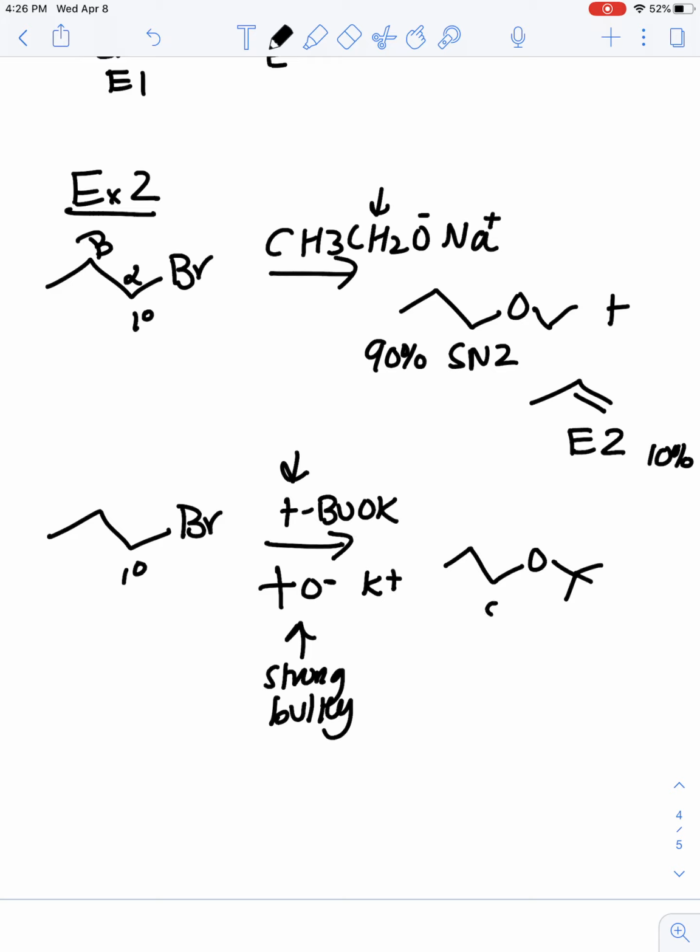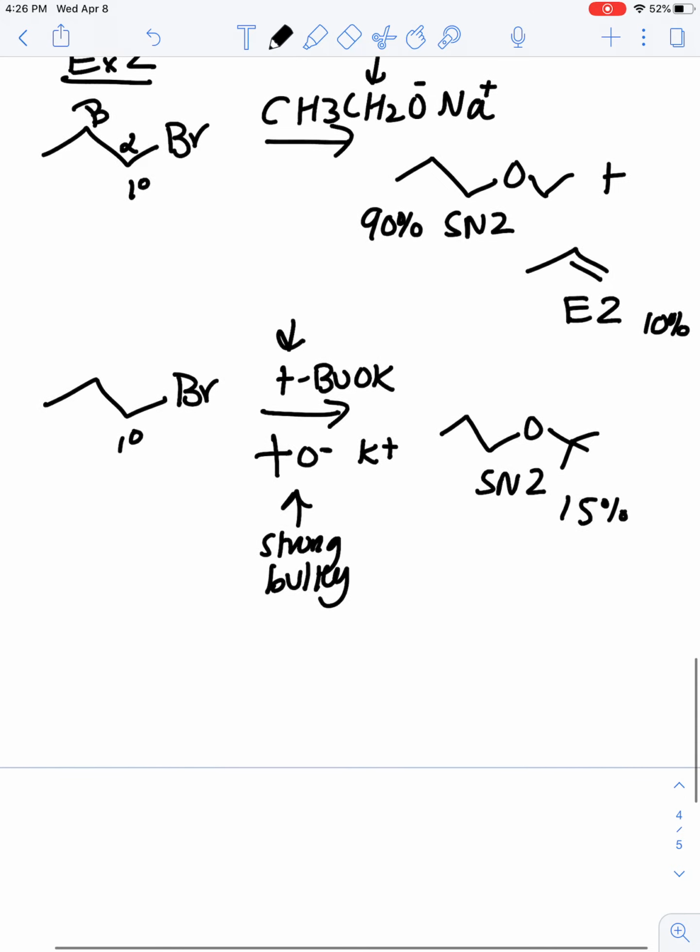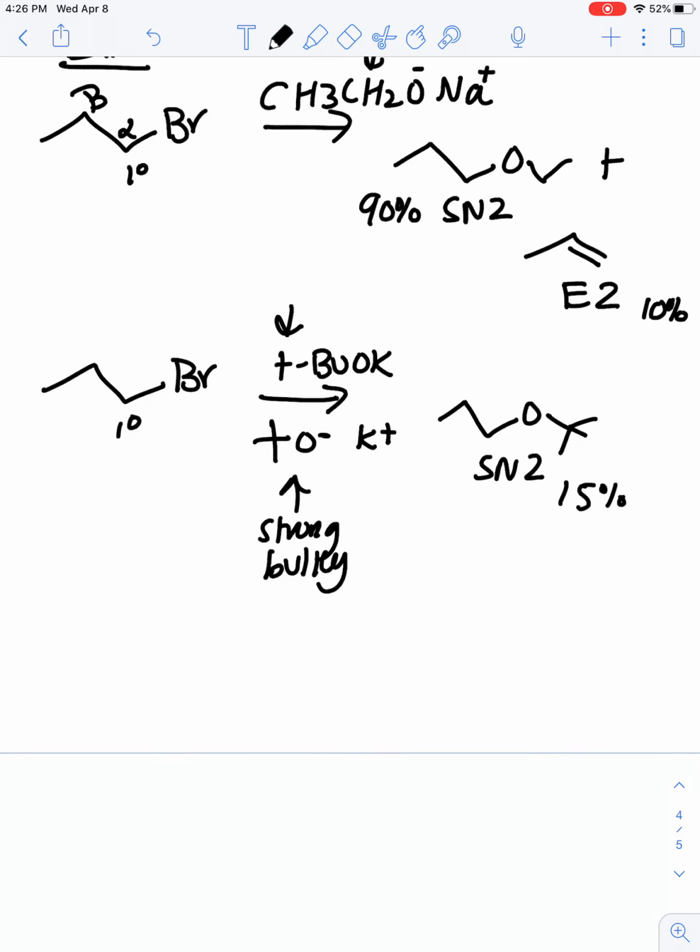When we look at this reaction here with the bulky base, what's going to happen is we can still form our SN2 product because this is on a primary halide. But now we would only have like 15% of SN2, and these of course are all approximate, and we would have 85% of our E2 product. Again, the only reason that this can even proceed via SN2 is just because this is a primary halide as our substrate. All right, let's look at another example.